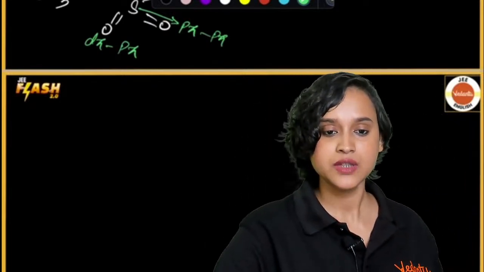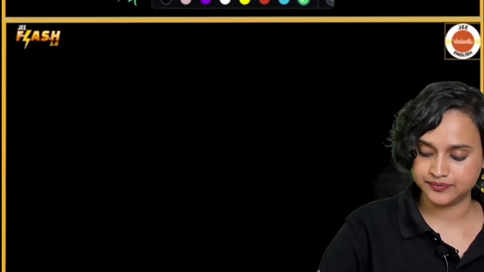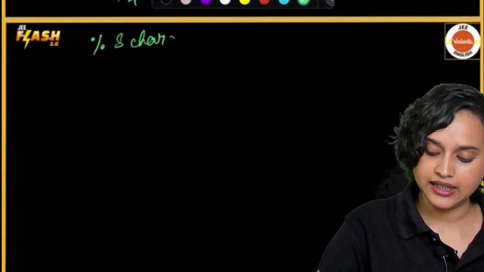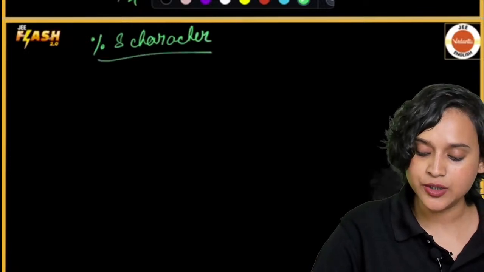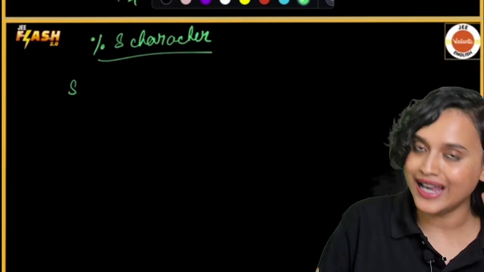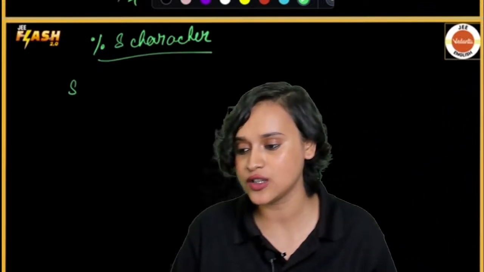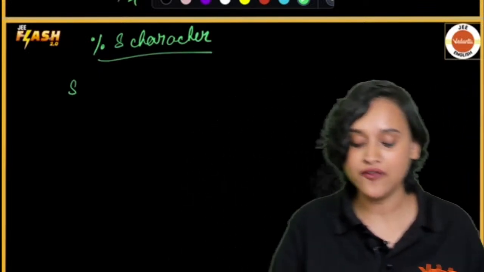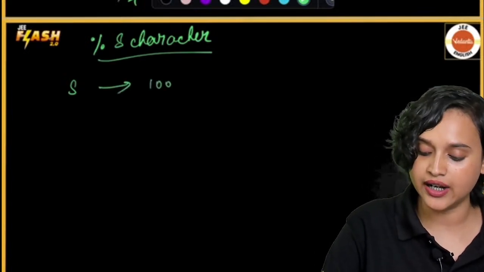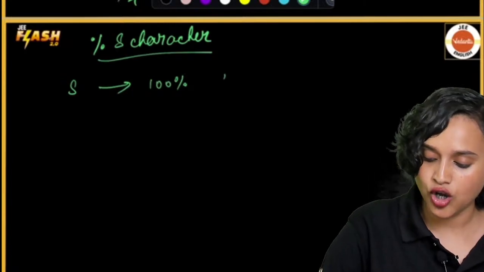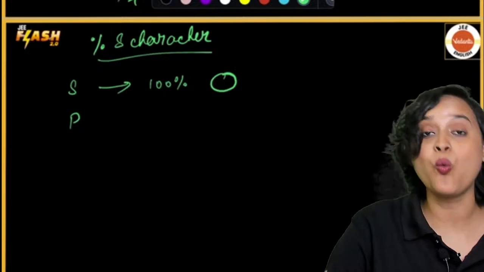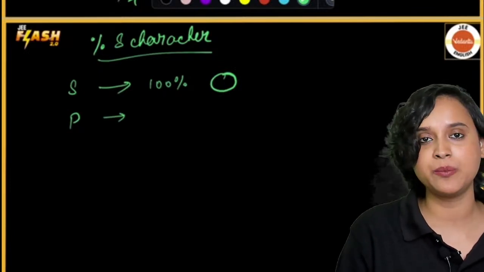Yes, percentage S character. What is this? So let's say that there is just one S orbital. If you have just one S orbital, then what is going to be the percentage S character? Obviously 100%, right? S orbital looks like this, correct? Very good. Now, if I have just one p orbital, then what is going to be the percentage S character?